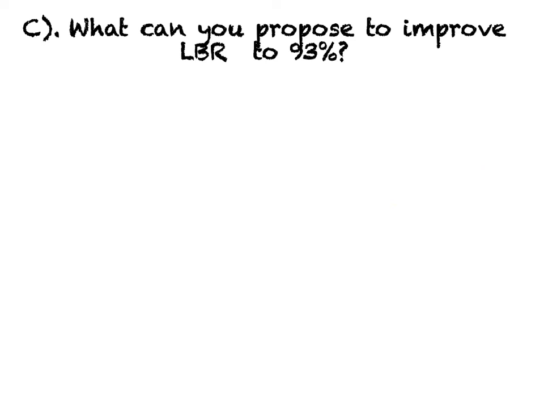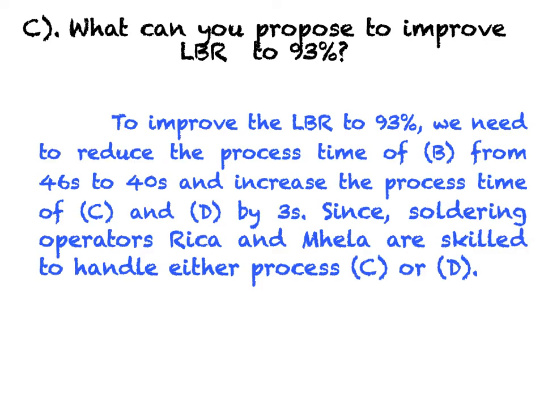Next question, what can you propose to improve the line balance ratio to 93%? To improve the line balance ratio to 93%, we need to reduce the process time of process B from 46 seconds to 40 seconds and increase the process time of process C and process D by 3 seconds, since soldering operators Rika and Mela are skilled to handle either process C or process D.